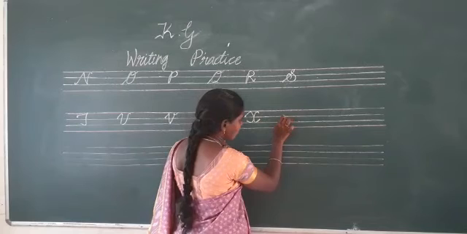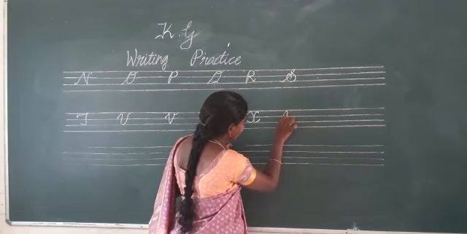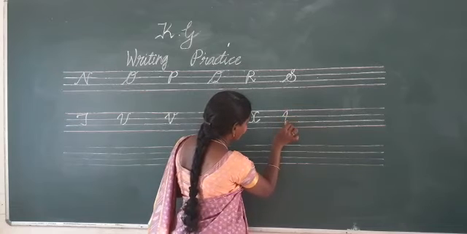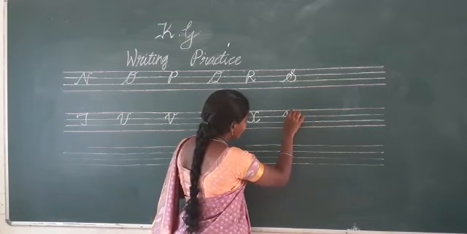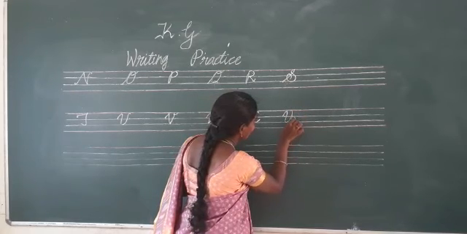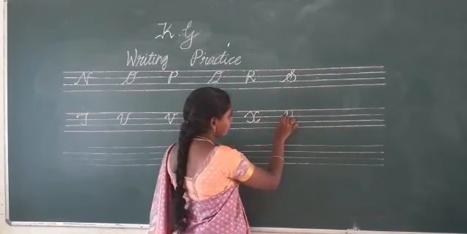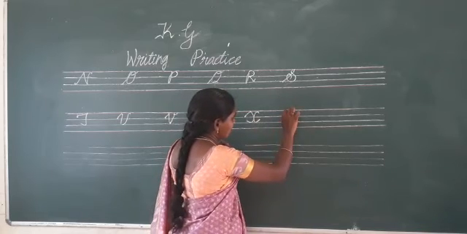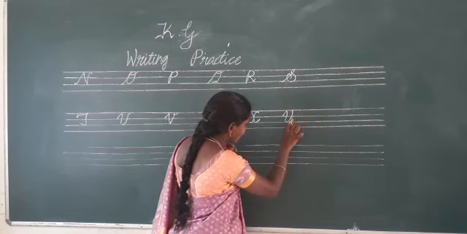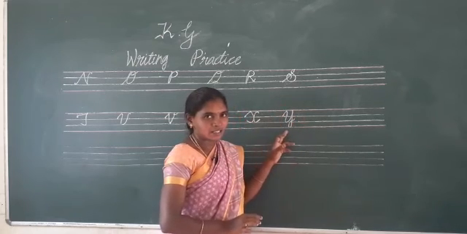Then next to X is Y. The same way, start from the middle of the line with a small slight slanting like this, and draw an upward curve and again one more standing and a small loop. This makes the letter Y. Is it clear? I will say one more time. A slight slanting and along with the slanting draw an upward curve and a standing, and along with the standing you have to form a single loop. This makes the letter Y.